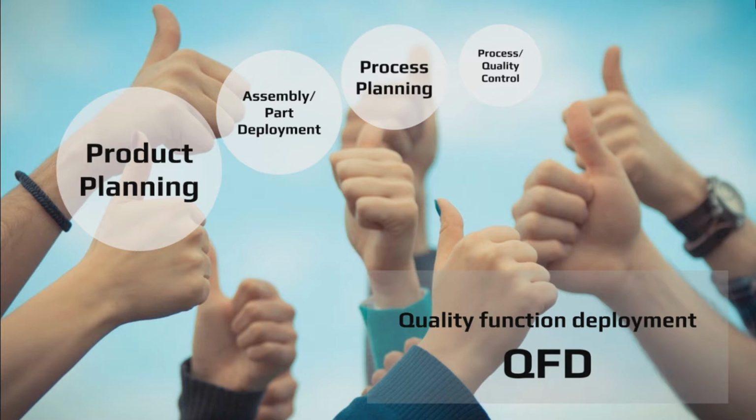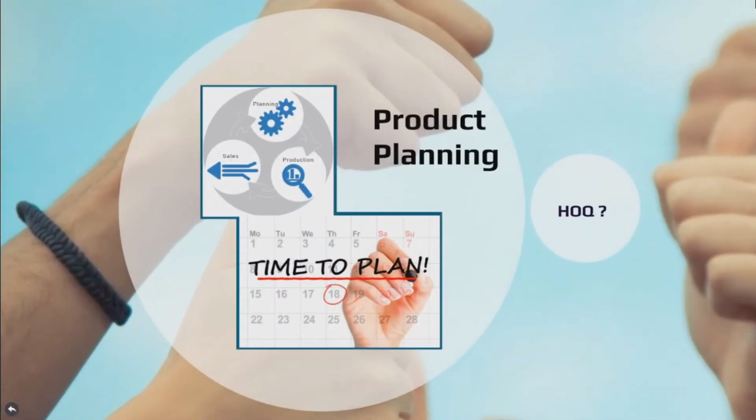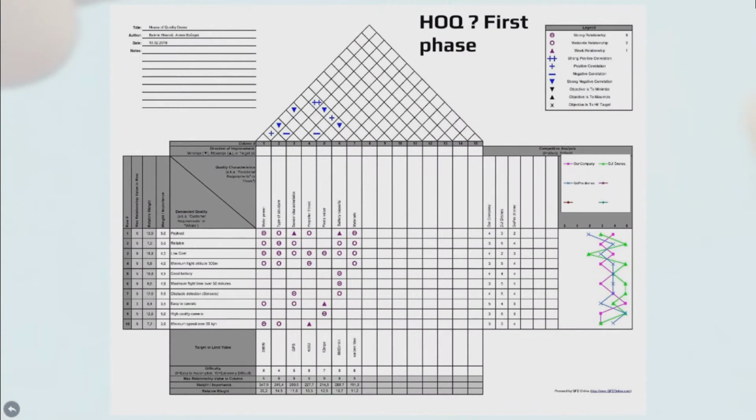We had an exercise with a drone, so I want you to introduce our first step. The first step is called product planning. We managed to identify customer needs, and then we started to prepare the product planning matrix called the House of Quality.